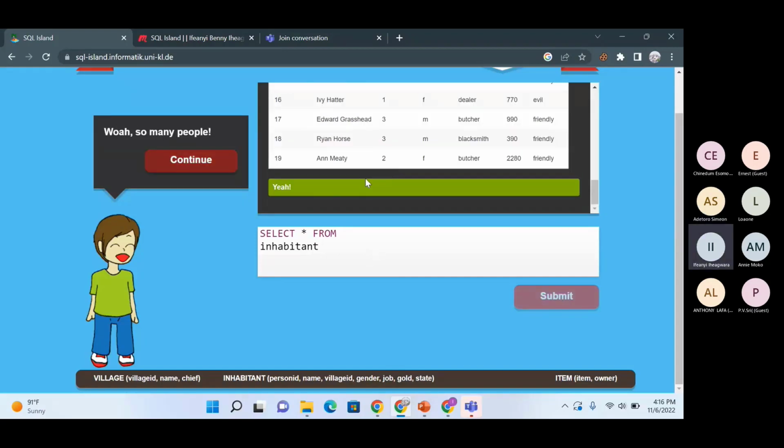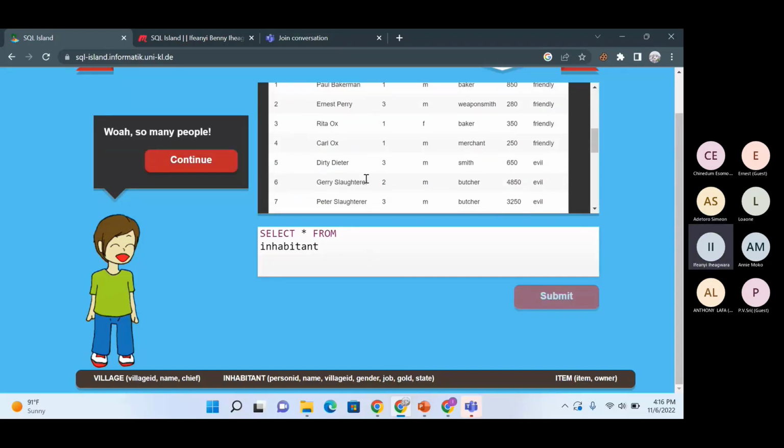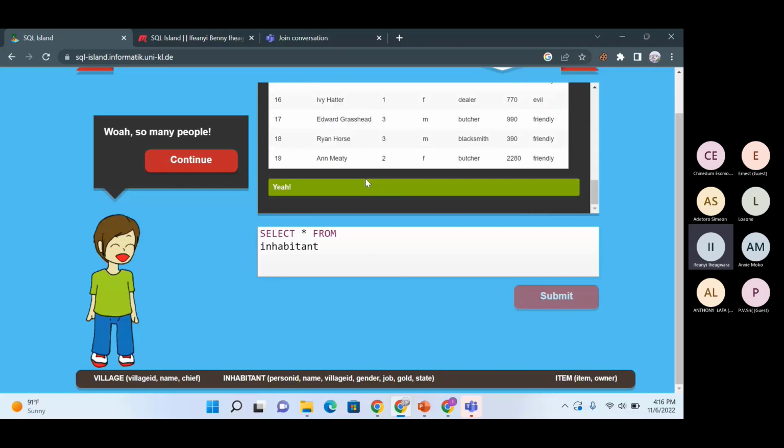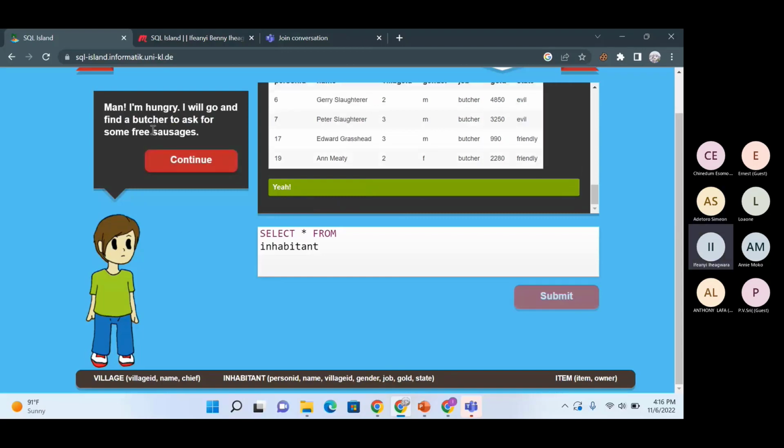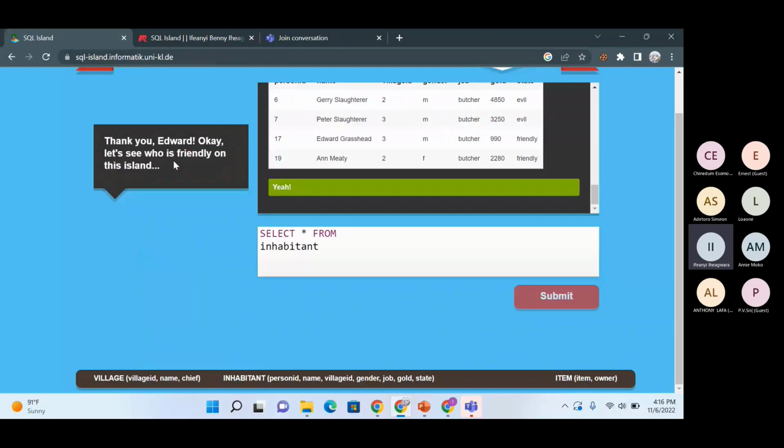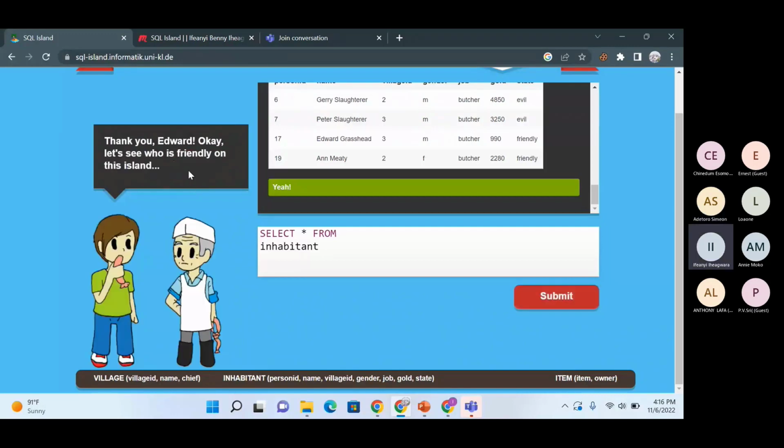So it has given us a list of everybody in the village. Great, there are so many people. At the moment he's saying that he needs to go and find a butcher to ask for some free sausages, so we have to look for everybody in the village that is friendly.